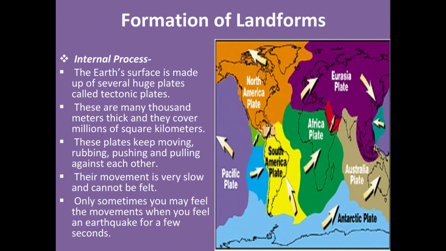Internal process. The Earth's surface is made up of several huge plates called tectonic plates. These are many thousand meters thick and they cover millions of square kilometers of the surface. The division lines between the plates are not visible as such on the surface. These plates keep moving, rubbing, pushing, and pulling against each other. Their movement is very slow and cannot be felt by us. Only sometimes you may feel the movements when you feel an earthquake for a few seconds.